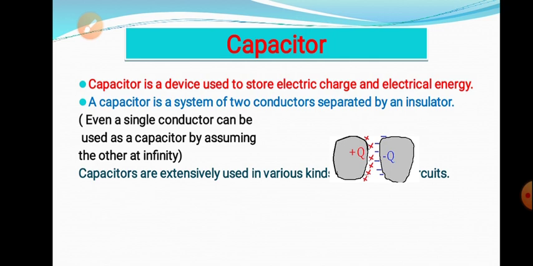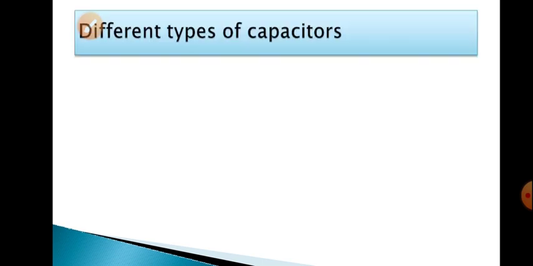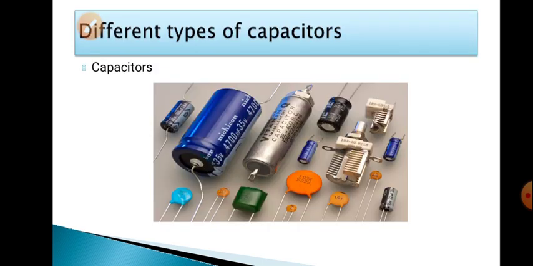So, capacitors are used in electronic circuits to store electric charge and electric energy, and a capacitor consists of two conductors separated by a small distance. The gap is filled by an insulator. A single conductor can also be used as a capacitor. So in this video, I'll discuss the capacitance of a conductor. How can you find the capacitance of a conductor?